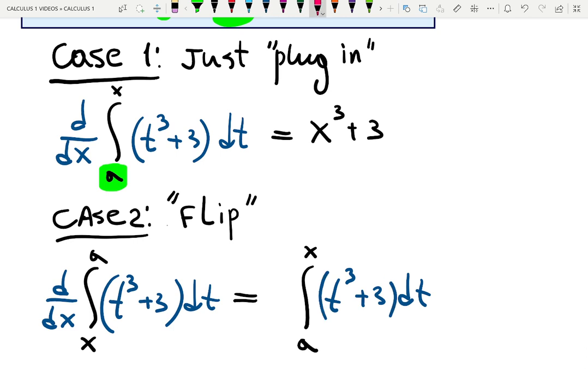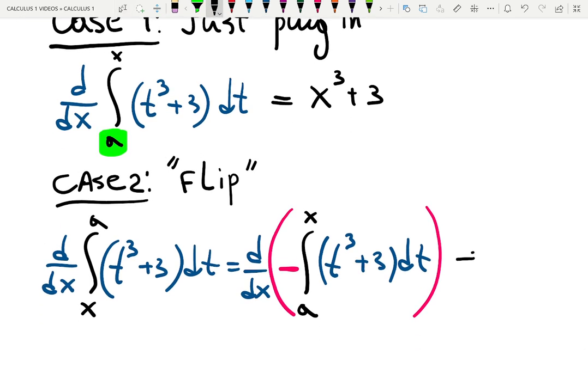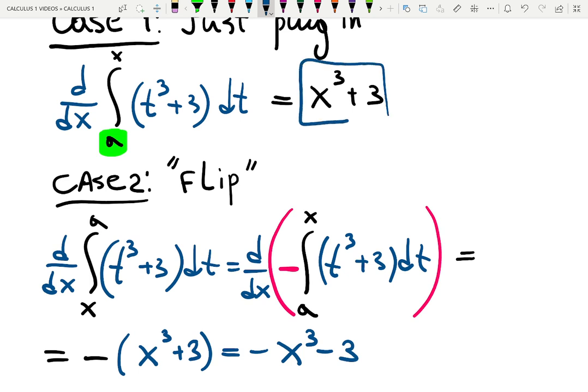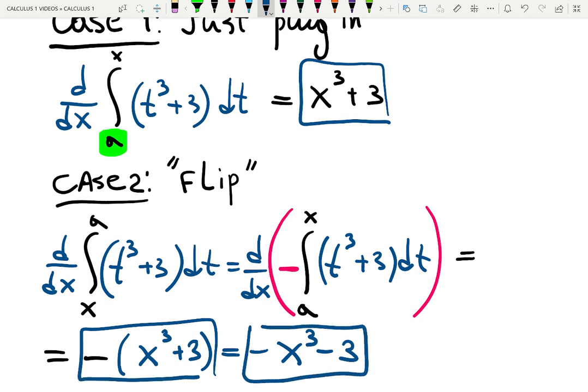But we remember the rules. You cannot just flip and claim it's the same thing. We're going to put a negative in front of it. And then don't forget, there's still a derivative, d dx. So we're differentiating this integral, but with a negative sign in front of it. And because the negative can be just taken out of differentiation, the answer will be minus. And then case 1 says just plug in. So x cubed plus 3. Or you can rewrite it as negative x cubed minus 3. Here you go. Just plug in, flip, so the sign will change.